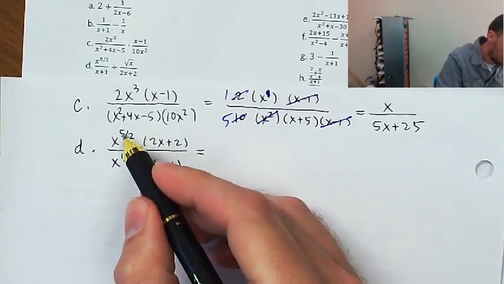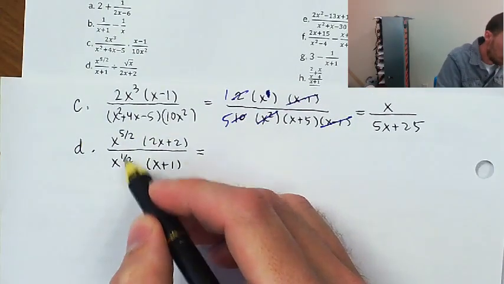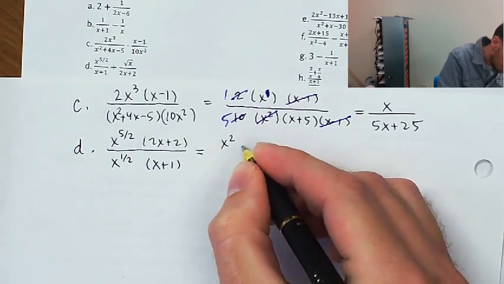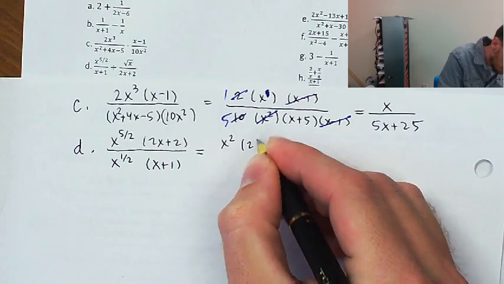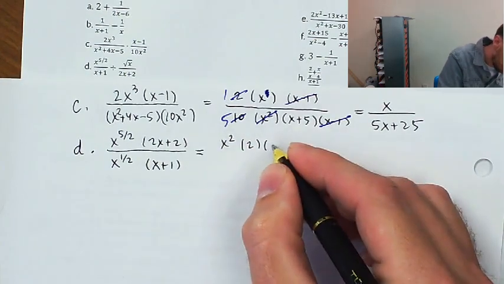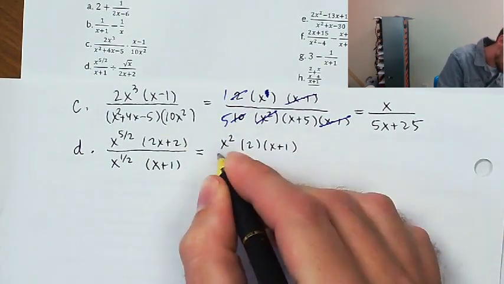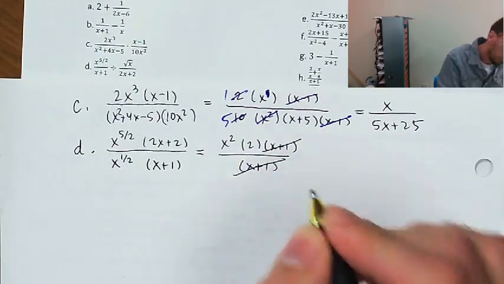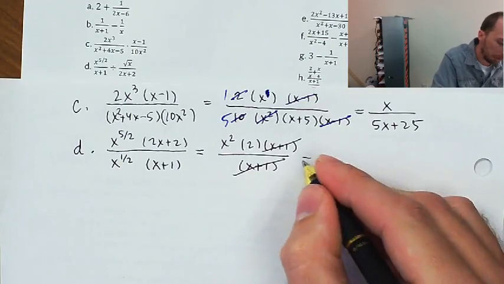And so I'm gonna say x to the 5 halves divided by x to the 1/2. We're gonna subtract the exponents. It's gonna be x to the 4 halves. And then I'm gonna factor out the 2 from 2x plus 2, and I'll be left with x plus 1 divided by x plus 1, and I'll be left with 2x squared.